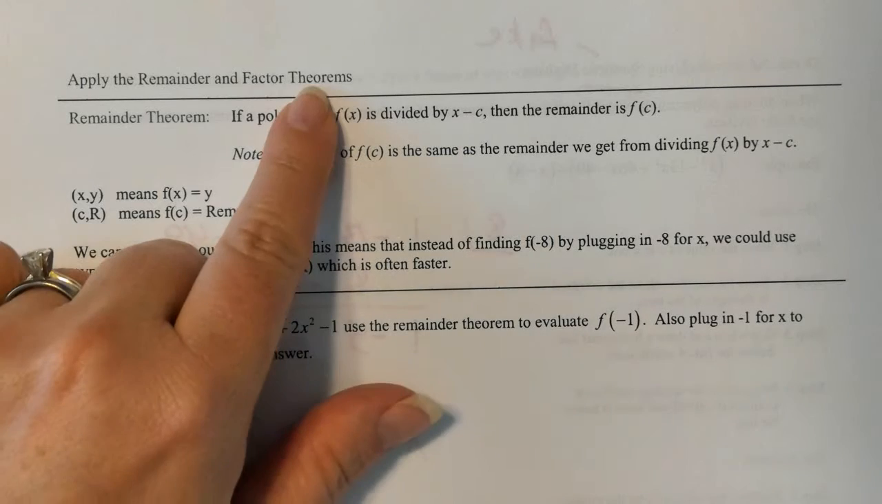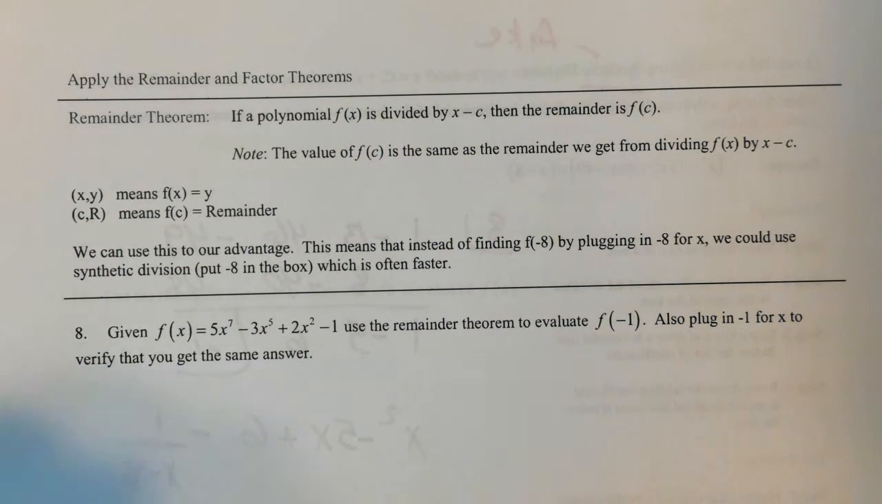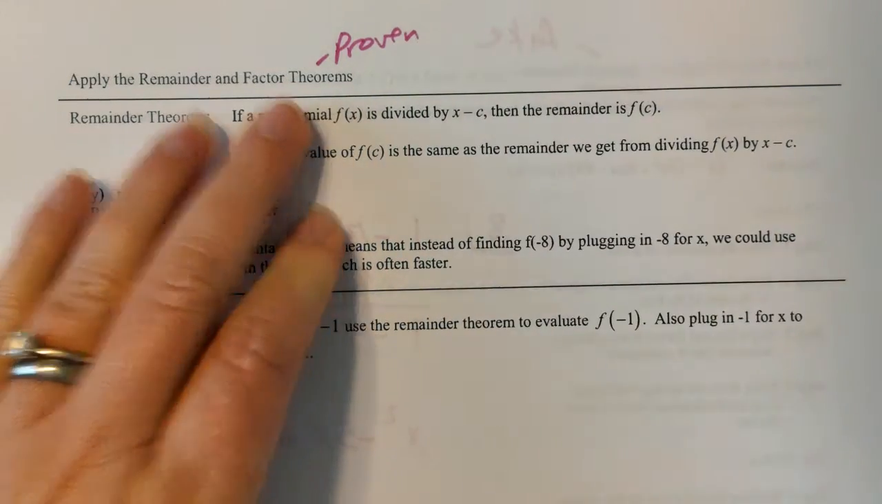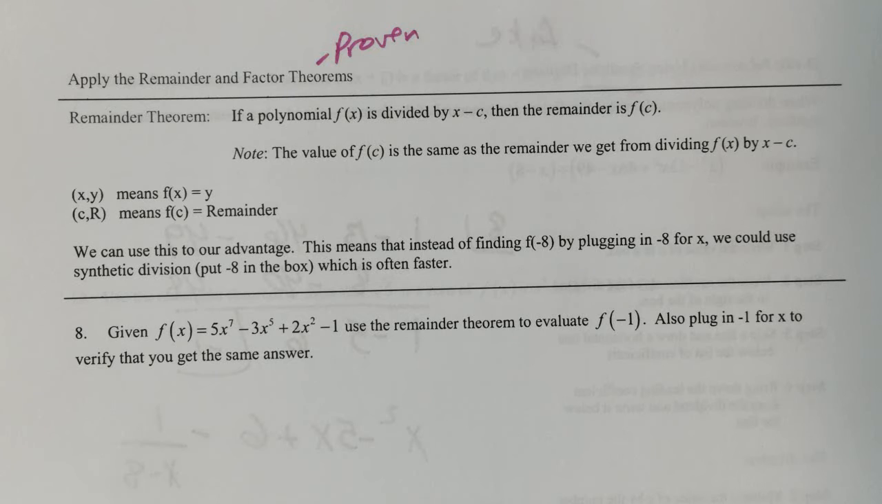Now, that word theorem means it's not only a theory that someone just thinks, but it means that it can be proven using a mathematical proof process. I'm not going to ask you to prove it, okay? There are proofs in your book if you want to look at those, but I'm not going to ask you to prove it, but I am going to ask you to be able to use it. Okay, so let me show you what this remainder theorem is actually saying.